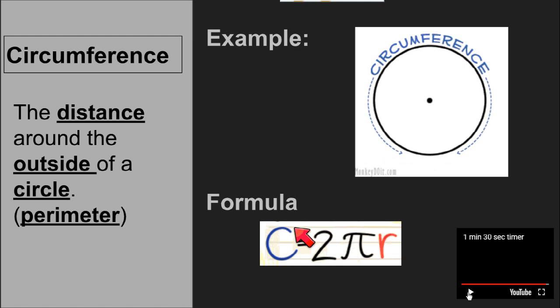So hopefully you wrote this down. The formula is circumference equals 2 pi r. So it's 2 times pi times the radius. Remember, we just talked about the radius is halfway across. So it's 2 times pi times halfway across our circle to get the formula and our answer for circumference.